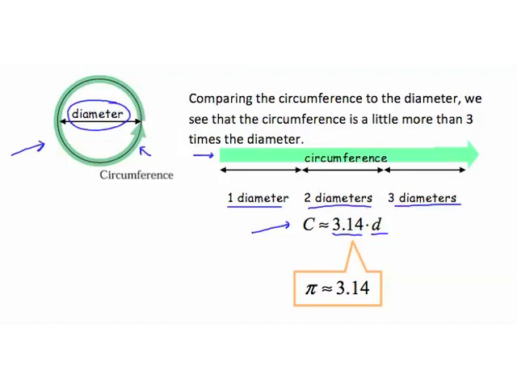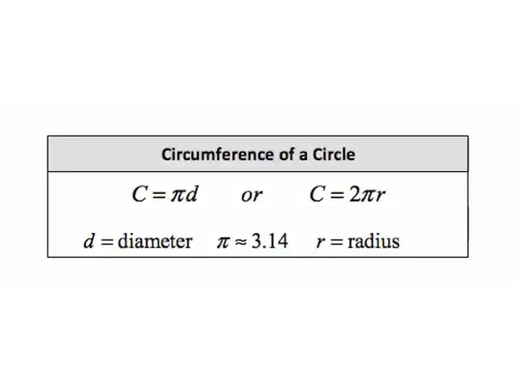Now, pi is a non-terminating, non-repeating decimal number, and this 3.14, those decimal numbers actually continue on forever. But for this class and for the particular problems we're looking at here, 3.14 is an okay approximation for us to use for pi. So we actually have 2 formulas that we can use for finding the circumference of a circle. The first one is the one that we just got done talking about. The circumference equals pi times the diameter. Or we could use this second formula. The circumference equals 2 times pi times the radius.